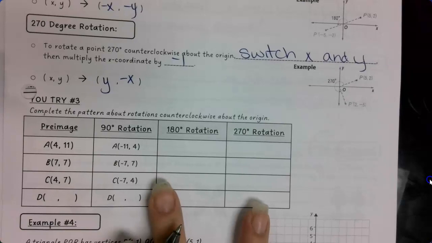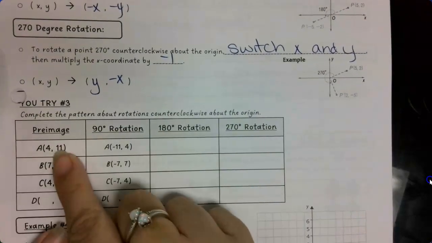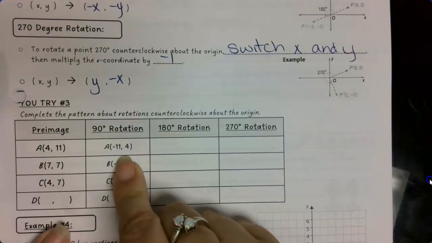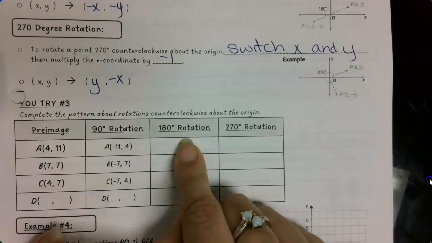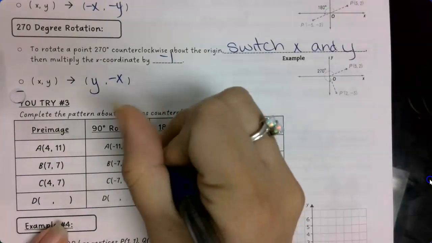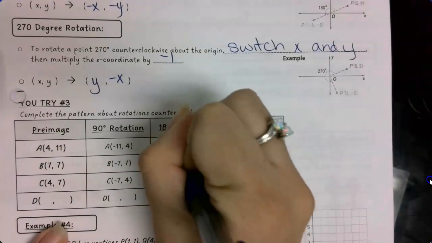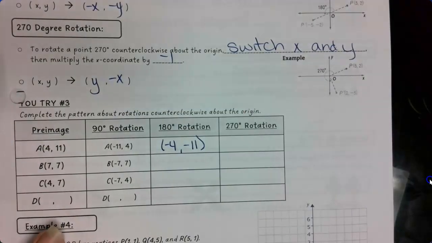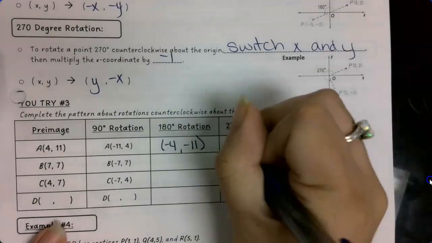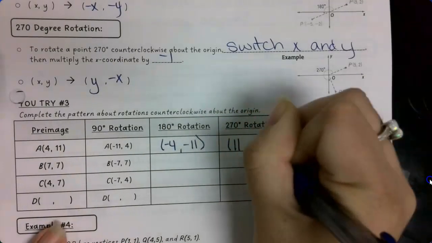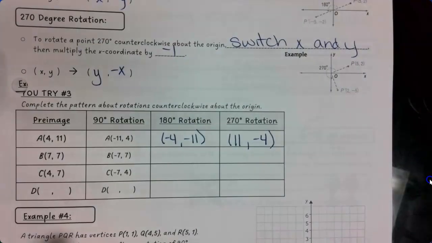So then using these rules, I want to fill out this table. If I start at 4, 11, a 90-degree rotation turns it into -11, 4. A 180-degree rotation, this is the one where I multiply both by -1, is going to turn it into -4, -11, because I'm looking at my pre-image to get this. Then for a 270-degree rotation, I take these, I switch the numbers, and the one that is in the second position changes signs.